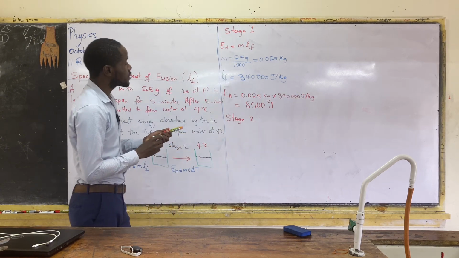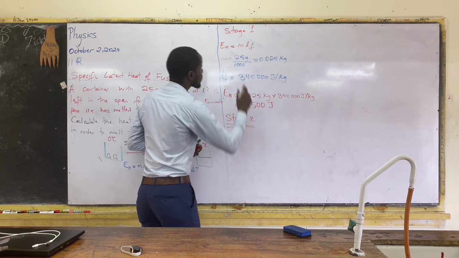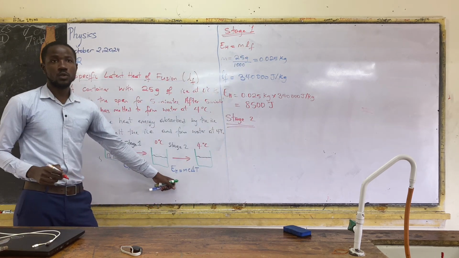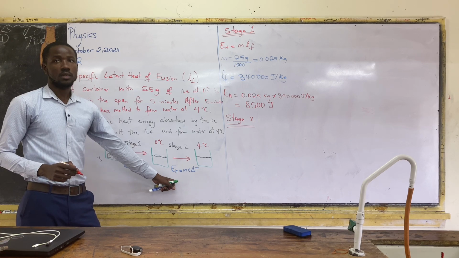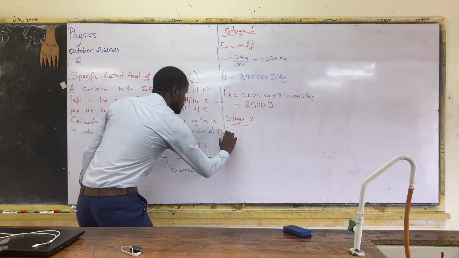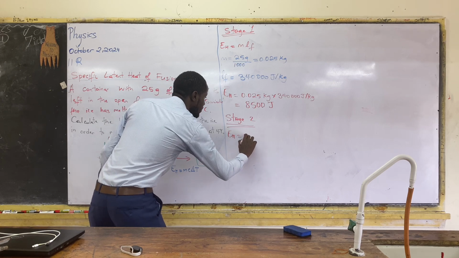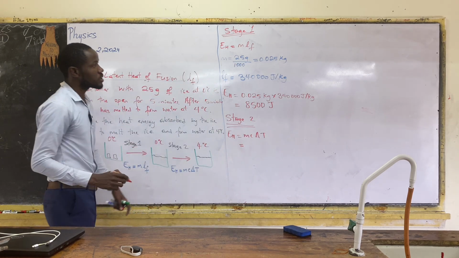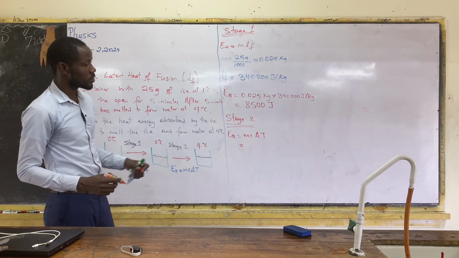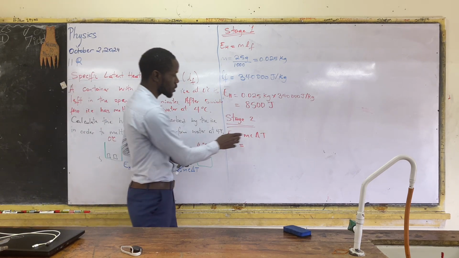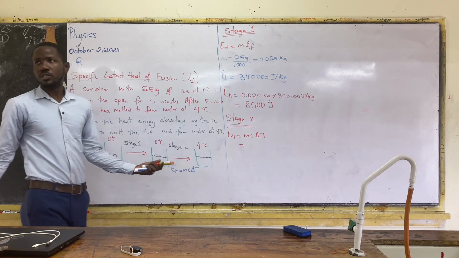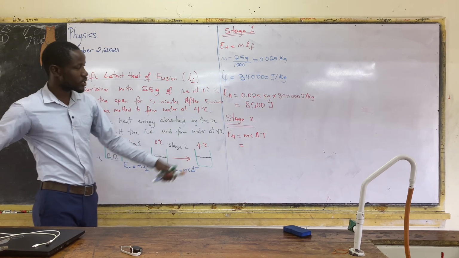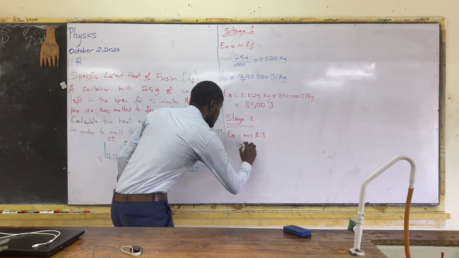Right? Stage 2. So this was stage 1 up here. Stage 2 is MC delta T, so EH equals MC delta T. The same mass, so we don't have to work out the mass again, but we need to know the change in temperature. The change in temperature in this case should be pretty straightforward because we're going from 0 to 4. So it's going to be just 4, right?